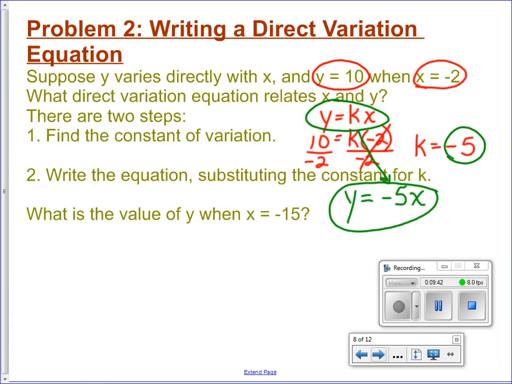What is the value of y when x is negative 15? That's simply a matter of substituting in our new formula, y equals negative 5x, the negative 15 for the x. And so negative 5 times negative 15 would be 75.